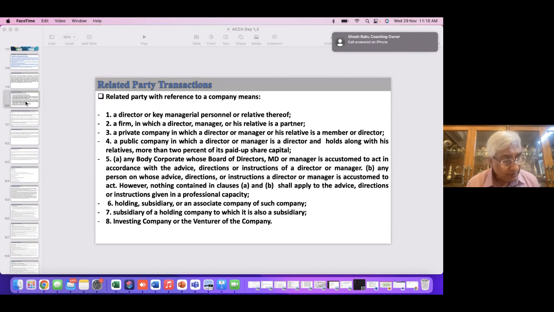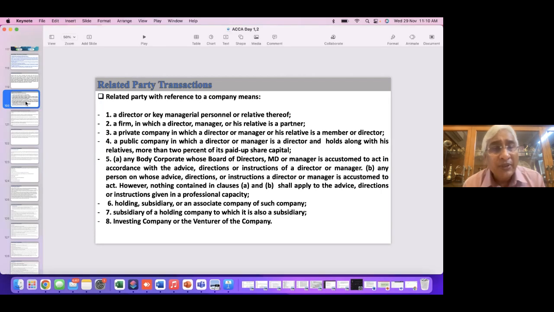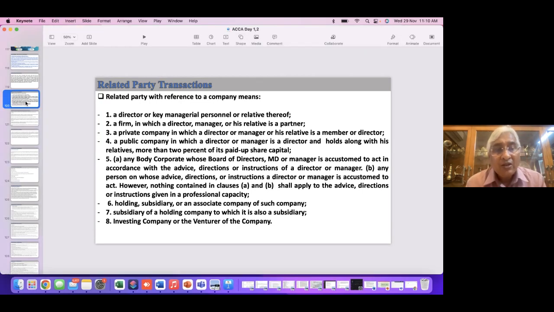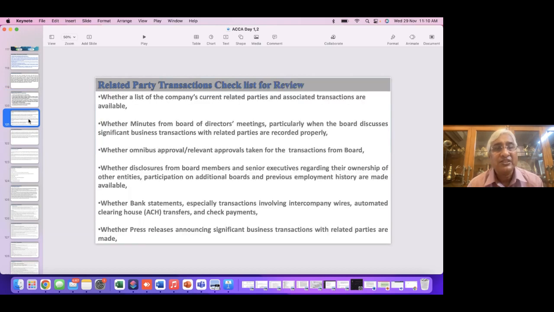Now, these persons: a private company in which a director or manager or his relative is a member or director; a public company in which a director or manager is a director and holds along with his relatives more than 2% of paid up share capital. So again, there is a stipulation that more than 2% cannot be held. If it is there, then it's a related party. Holding, subsidiary or an associate company of such company. So these are again related parties. So transactions with these parties are termed as related party transactions.